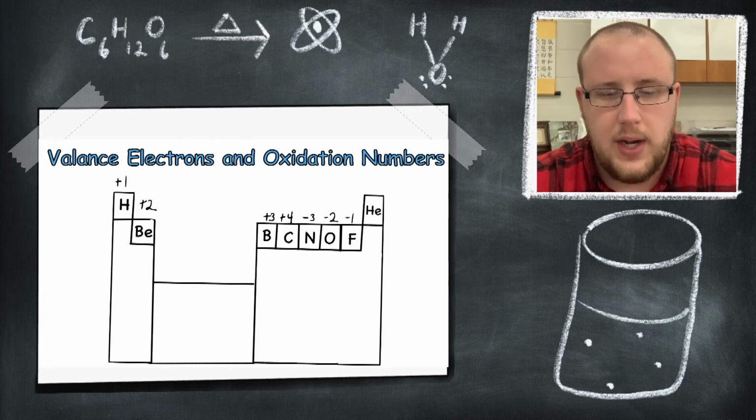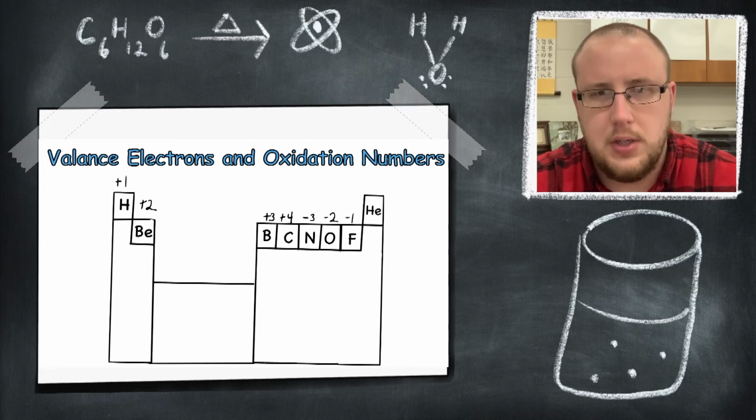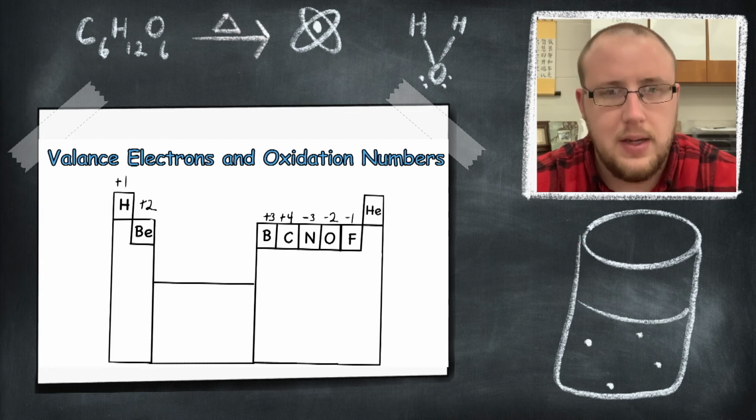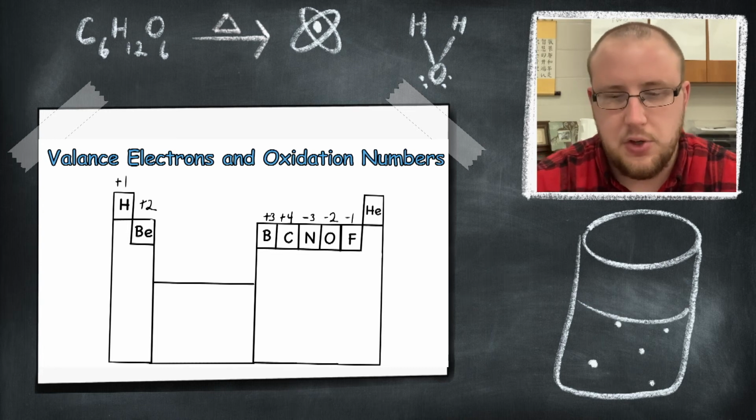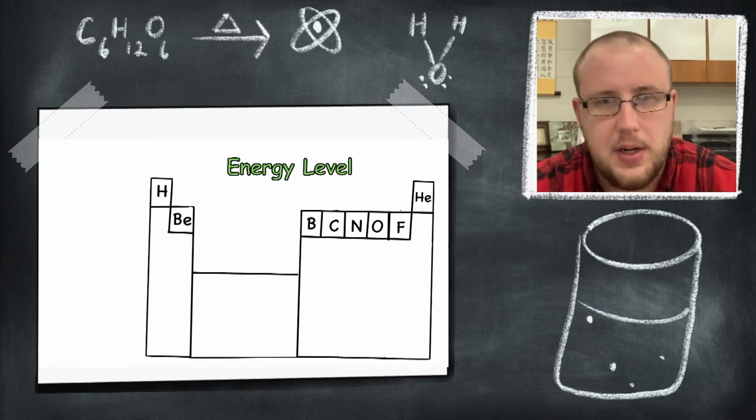So what I would say is you go from hydrogen to carbon +1, 2, 3, 4. Then you go from nitrogen to fluorine, -3, -2, -1. So that's your oxidation and valence electron trends. So the next thing we're going to talk about is energy layers or energy levels.